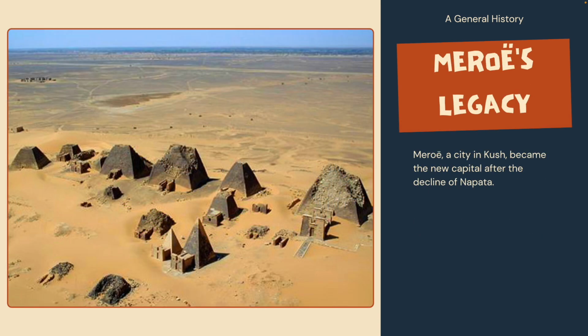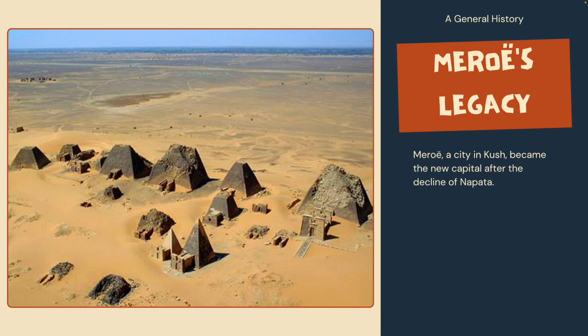Meroe's legacy. So Meroe, a city in Kush, became the new capital after the decline of Napata. So that's an image of what the former city would have looked like. Again, you can see so many pyramids in that image, right? So many pyramids. So building a pyramid was part of the culture of the ancient Kushite, ancient Egyptians.